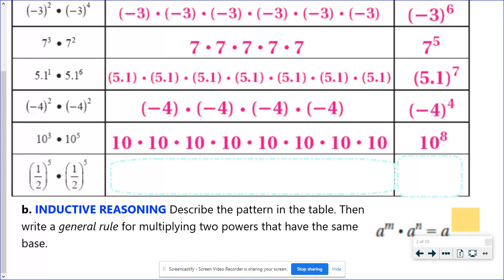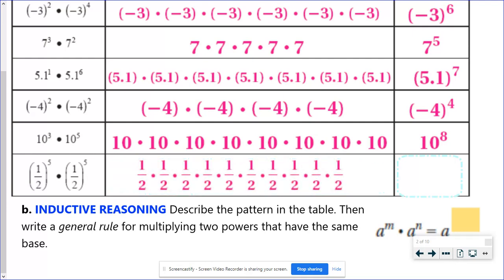And 1/2 to the 5th and another 1/2 to the 5th. Remember, the parentheses matter for fractions. We need to have that. But if you count all those up, I would have 10 of those 1/2's.